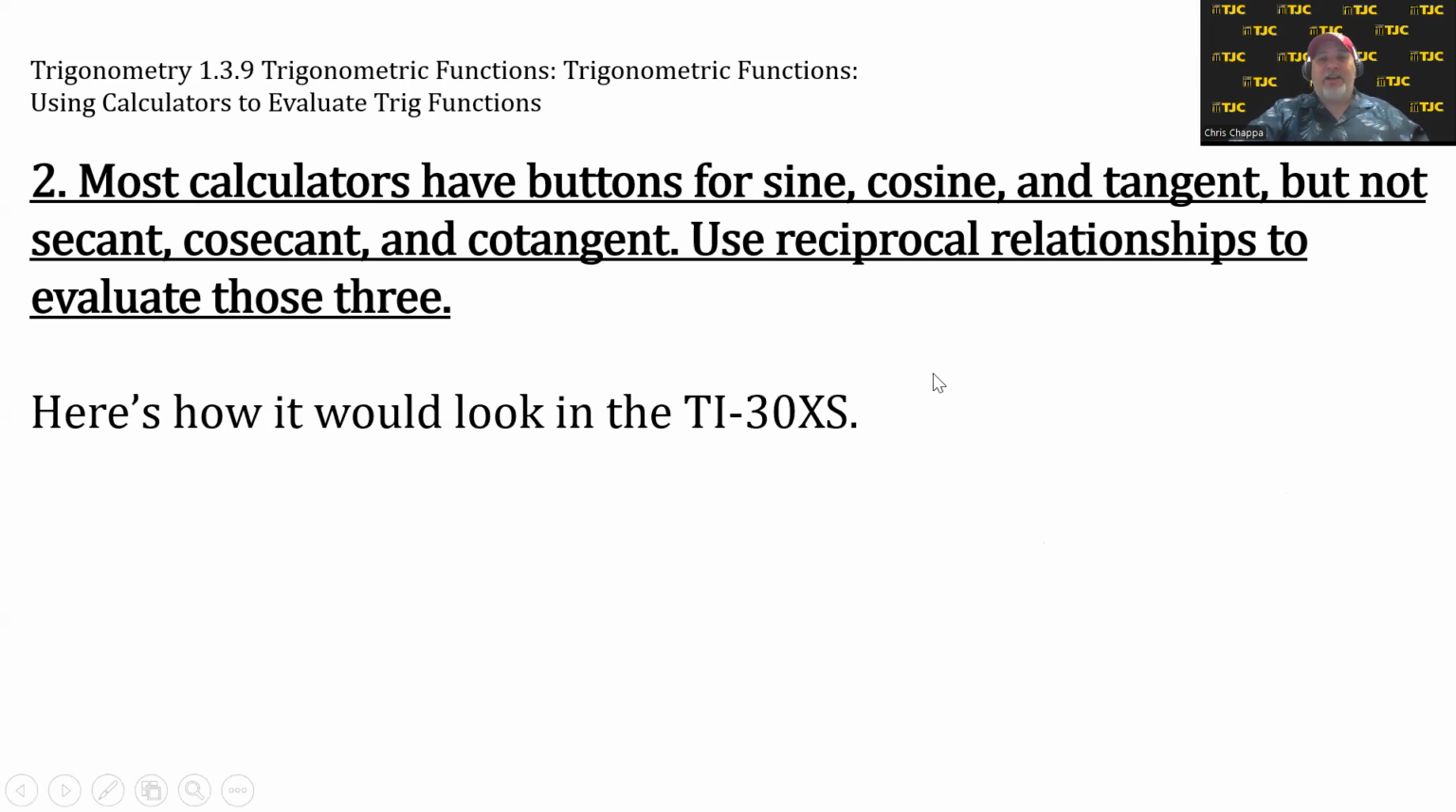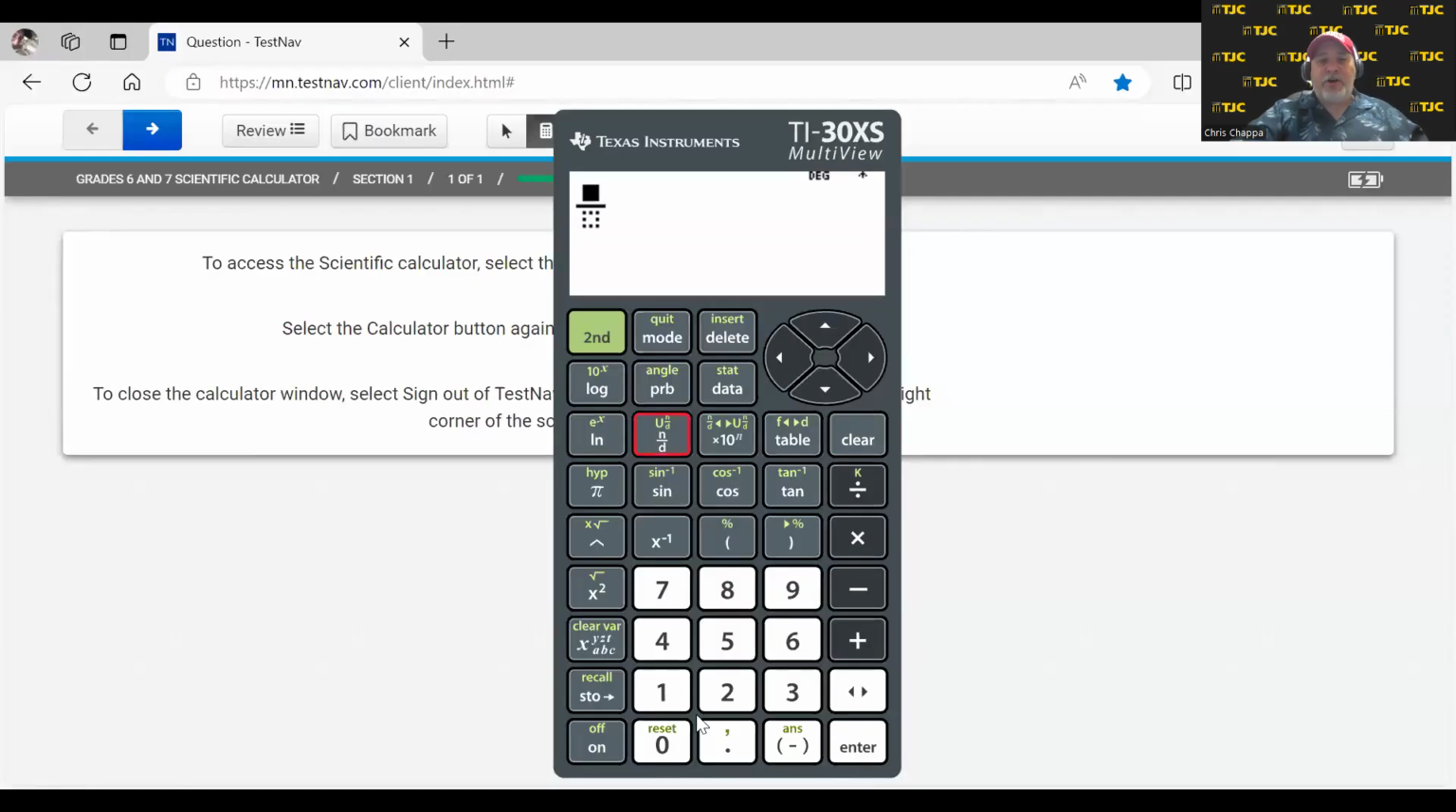So let's see what it looks like in the TI-30XS. This particular calculator does have a fraction button where I could type 1 over and then put sine of 30 degrees. And I am in degree mode, and it'll tell me that the answer is 2. I could also do 1 divided by sine of 30 degrees, and that would give me the same result.